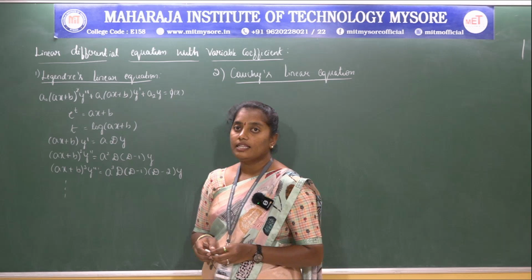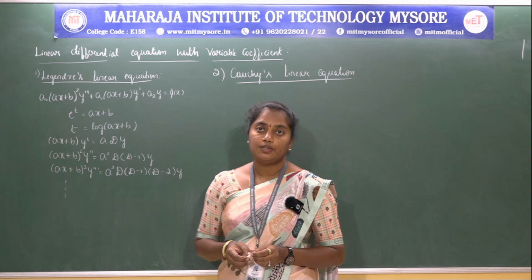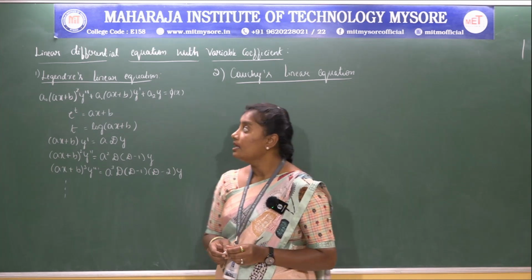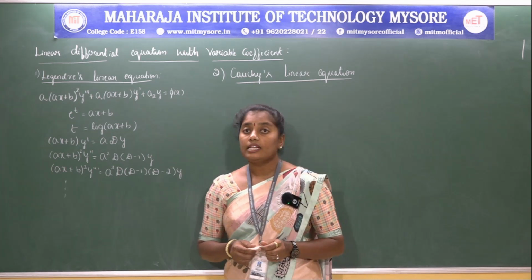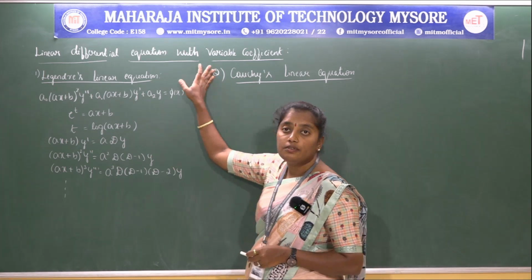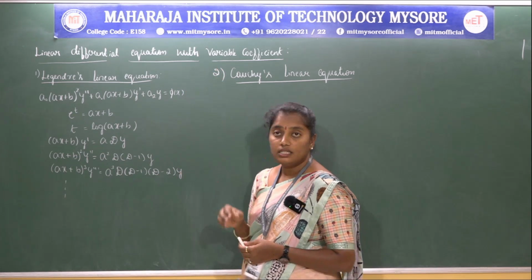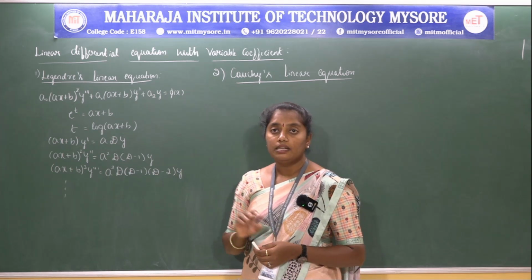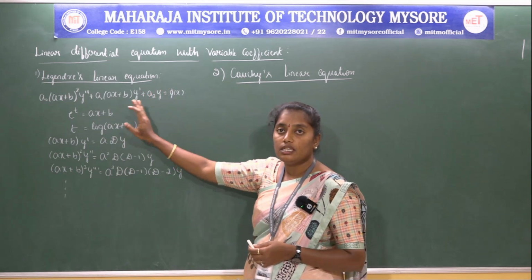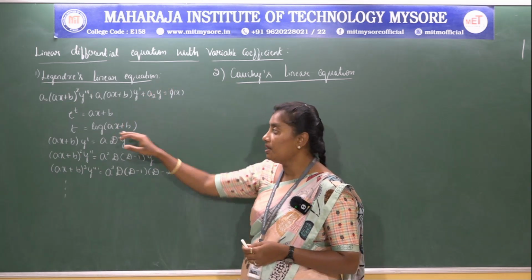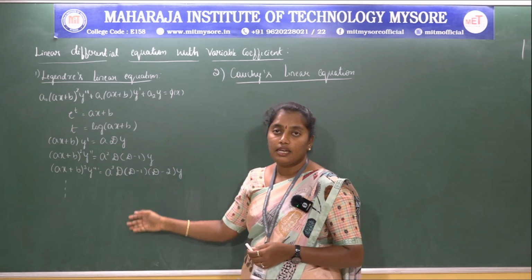Hello everyone. In the previous class I explained how to solve Legendre's linear equation, which is a first type of linear differential equation with variable coefficient. To solve a linear differential equation with variable coefficient, first we have to reduce that equation to an equation with constant coefficient by using a suitable substitution. For Legendre's linear equation, these are the standard substitutions: e to the power t is equal to ax plus b, then t is equal to log of ax plus b. After differentiating that, we get this result.